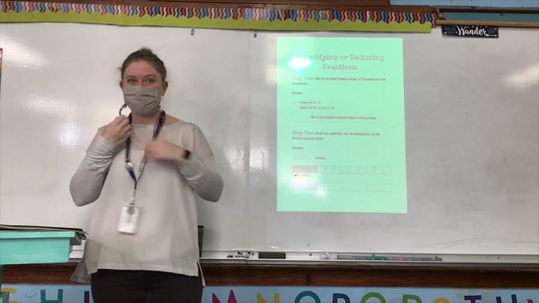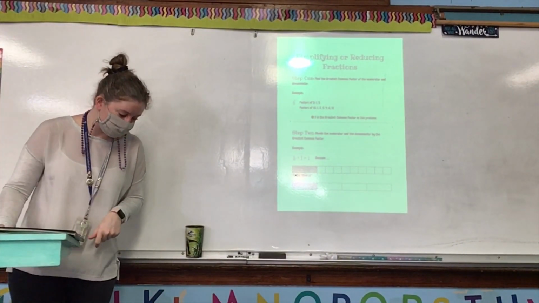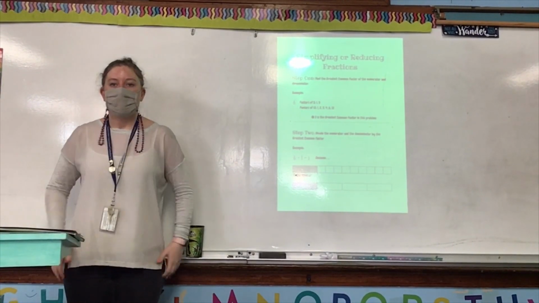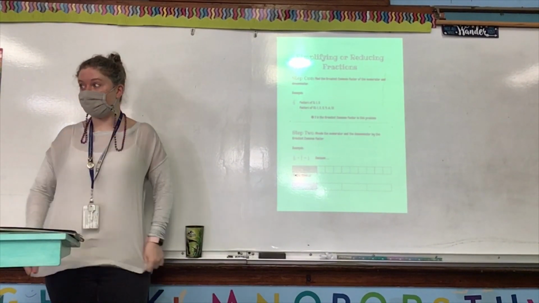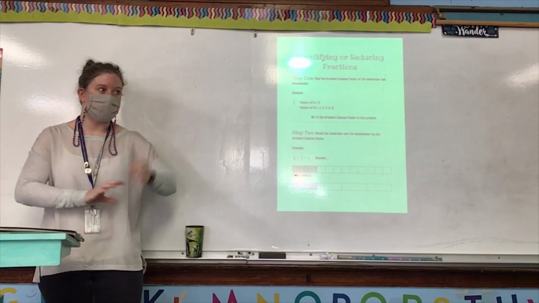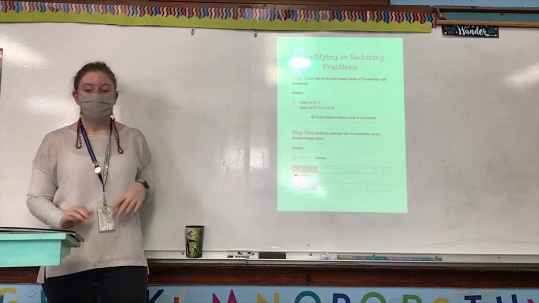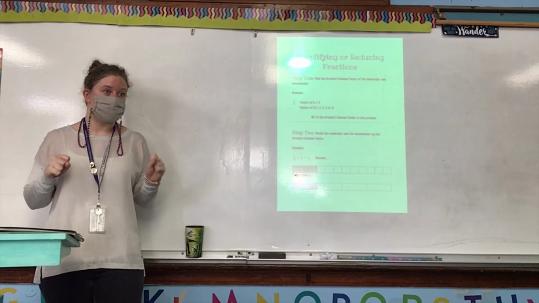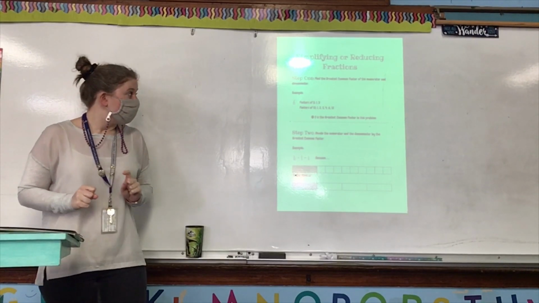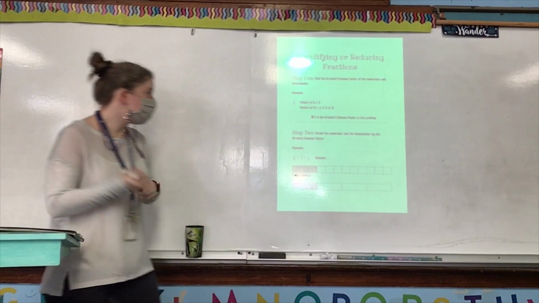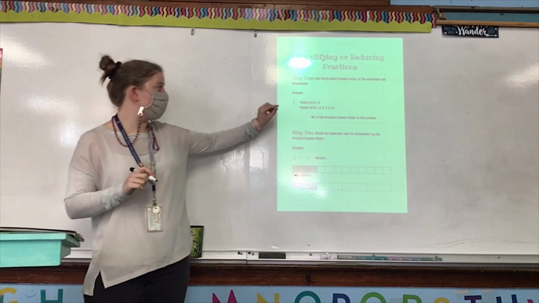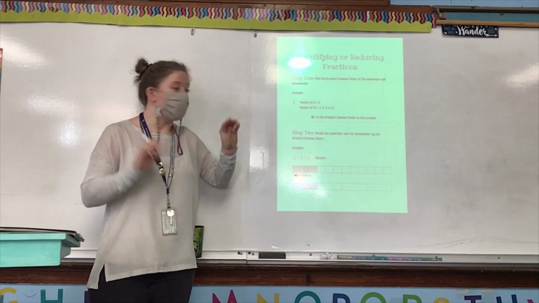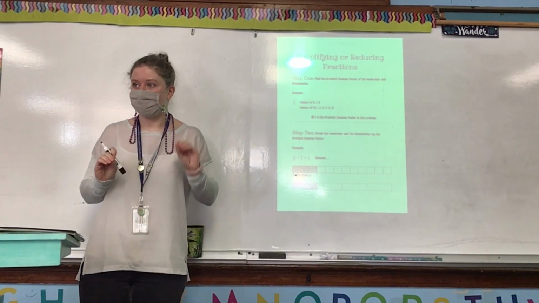Today what we are going to be doing is working on something called simplest form. Now there's a certain way we have to write the answers when we are working with fractions. And we have to write it in something called simplest form. What that means is that the numerator and the denominator have no common factor other than 1.